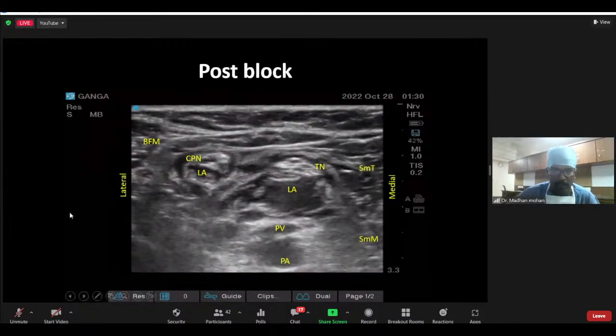So this is a post-block scan image. I can see the popliteal artery, popliteal vein, tibial nerve surrounded by local anesthetic, and there's a common peroneal nerve surrounded by the local anesthetic.